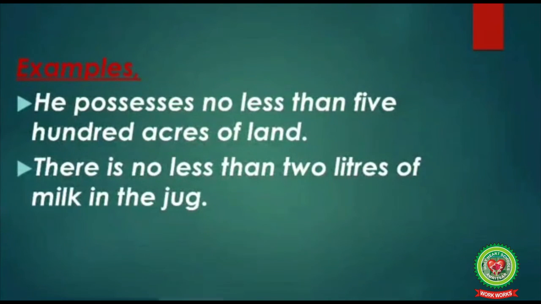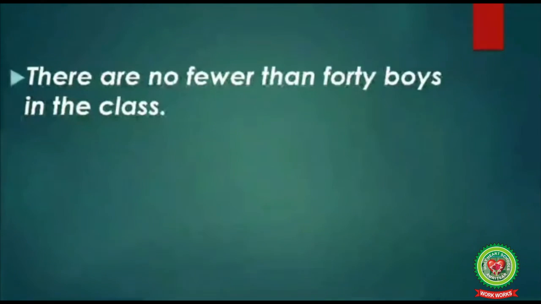There is no less than 2 liters of milk in the jug. Is this correct? Yes. Here we are referring to the quantity of milk. Milk cannot be counted. It can only be measured. So here we have used less. There are no fewer than 40 boys in the class. Students, why have we used fewer? Because boys can be counted, so we have used fewer.